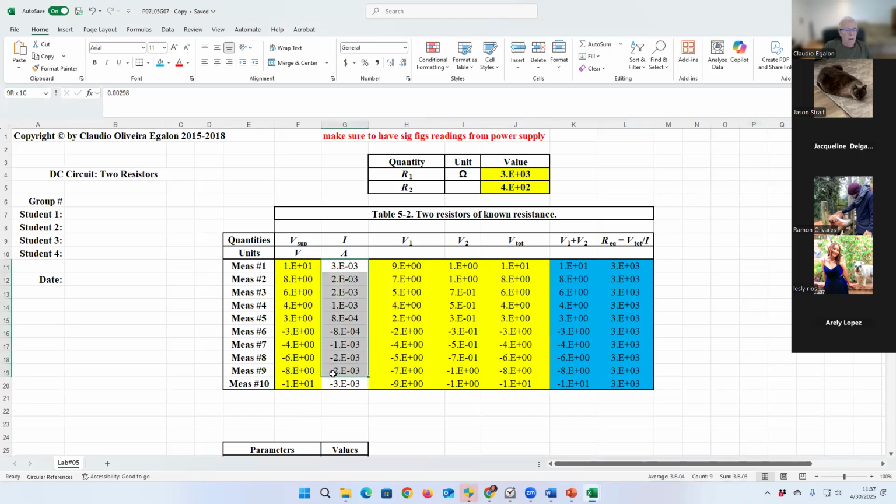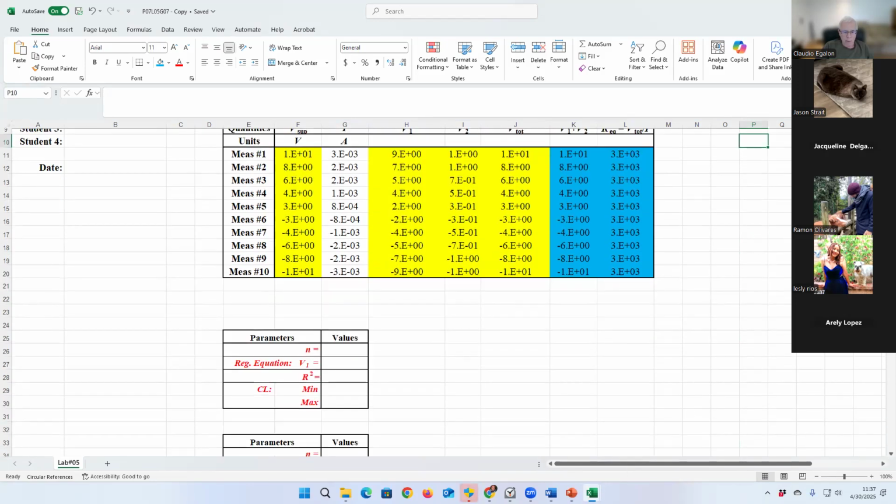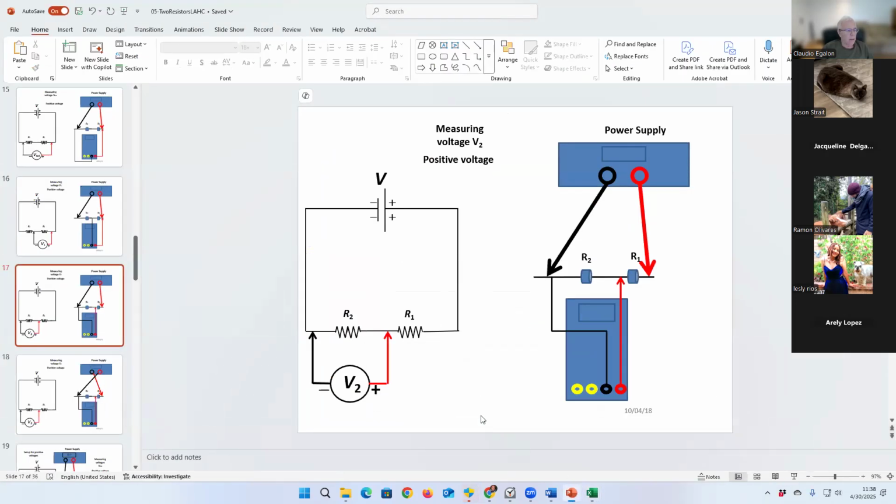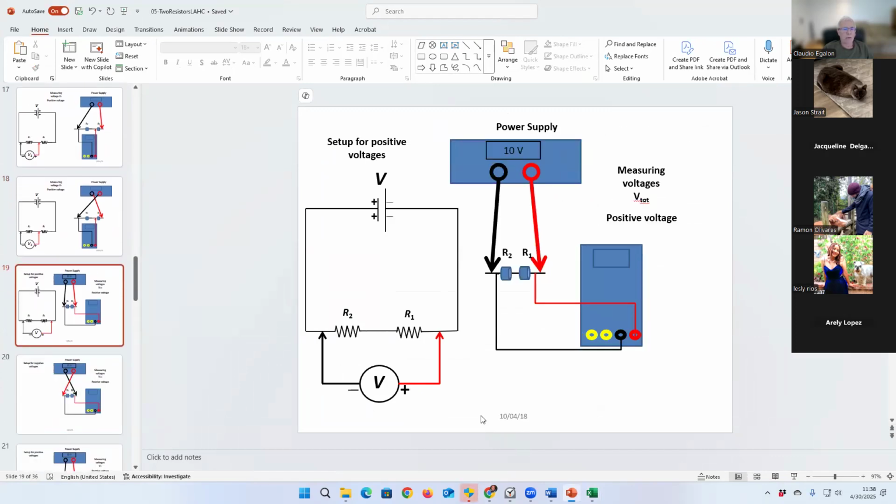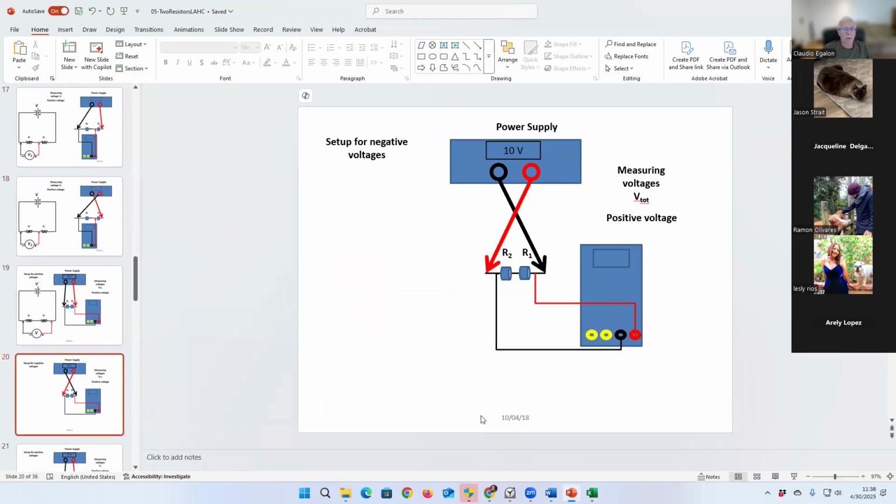So we have one more set of measurements left to do: the measurement of the current. Let's take a look. So we invert the polarity to take the V2. And look what we did. We measured the total voltage. I'm just repeating this slide. We inverted the total voltage.